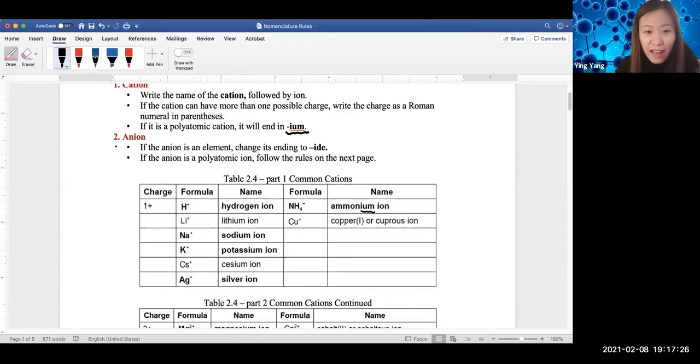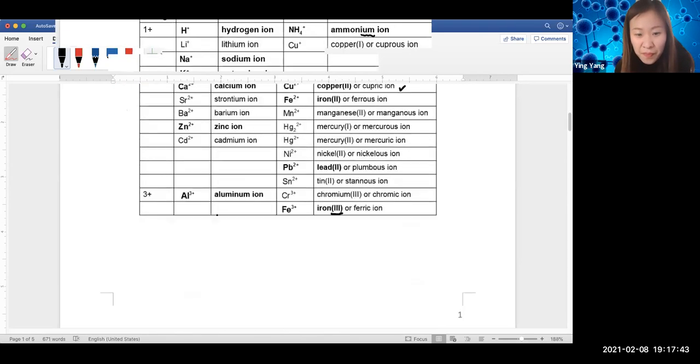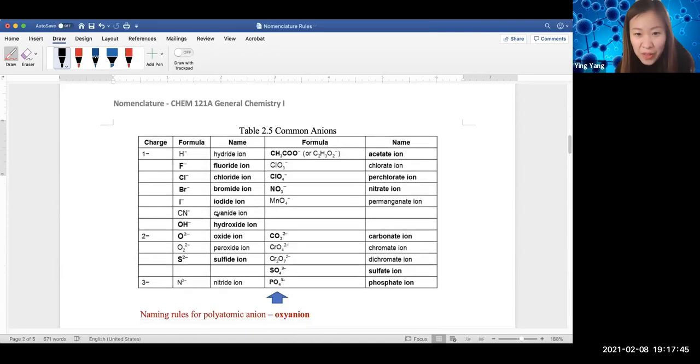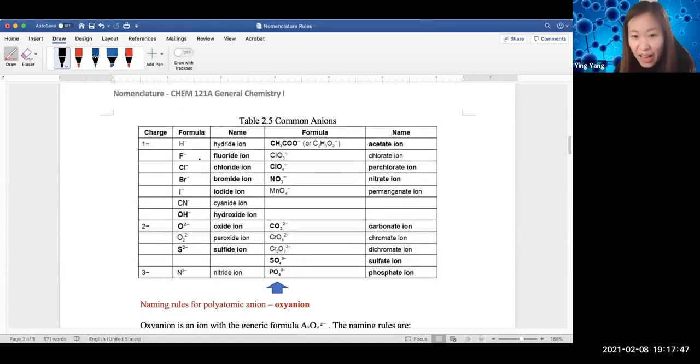Next one is anion. If the anion is an element, change its ending to IDE. Again, they're derived from their element name, but you have to make some changes to the ending of the name. We introduced already, in table 2.5, some common anions. So you change fluorine to fluoride ion.